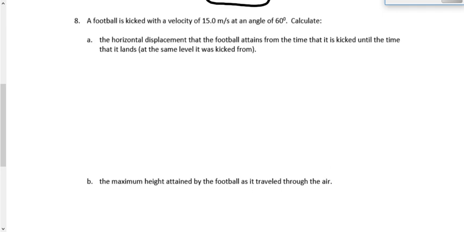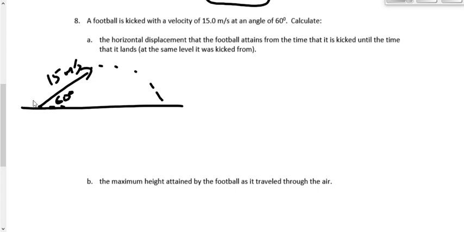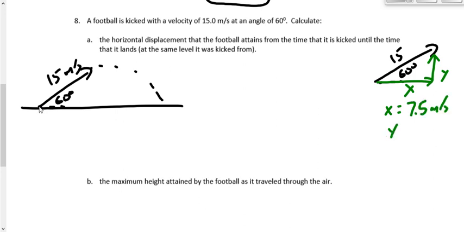And then finally, question number 8. It says a football is kicked with a velocity of 15 meters per second and an angle of 60 degrees. Like this, comes back down to where I started. We got a funny angle, so we get rid of that. This is x, this is y. X is 15 cosine 60, which works out to be 7.5 meters per second. And y is 15 sine 60, which is 12.9904 meters per second.